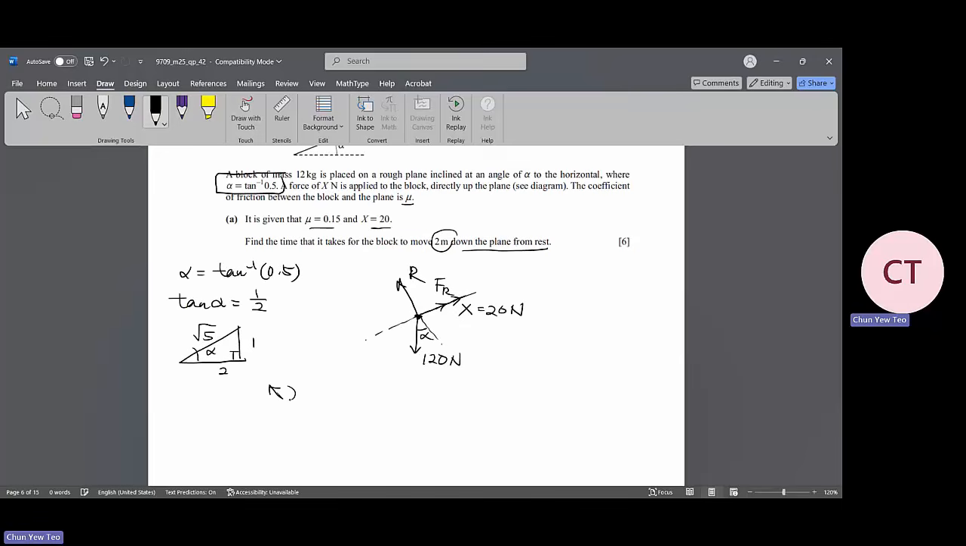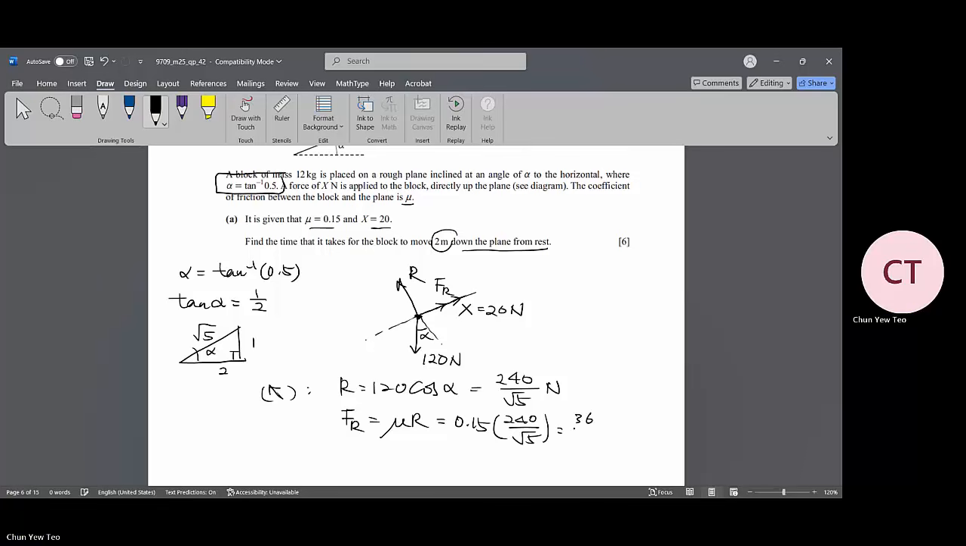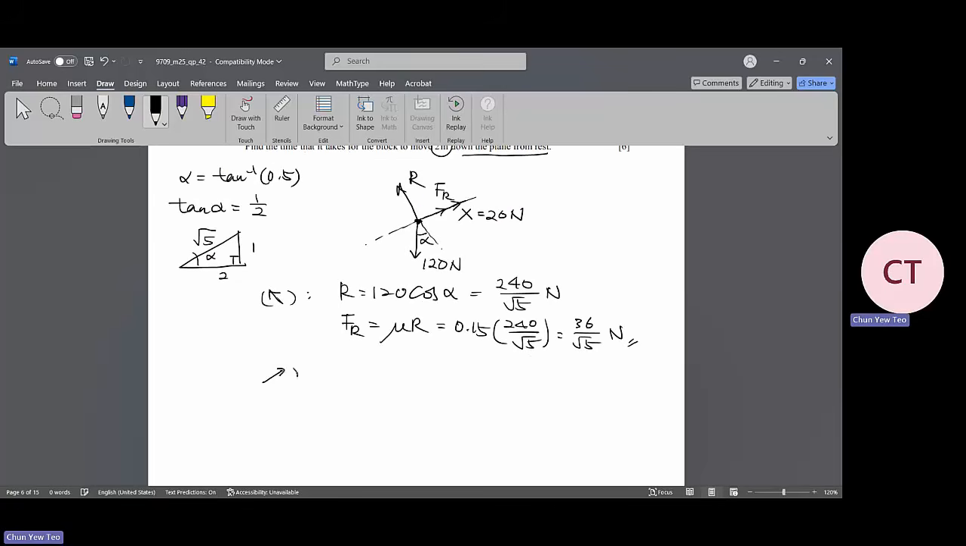If you resolve the forces this way, you can see that your R is equal to 120 cos alpha. By using the diagram over here, you can see that your cos alpha is 2 over root 5. So it will be 240 over root 5 Newton. And since you're moving, your frictional force will be reaching the maximum frictional force, mu R. Mu R is 0.15 multiplied by R. So over here, we can press the calculator. You can get the frictional force.